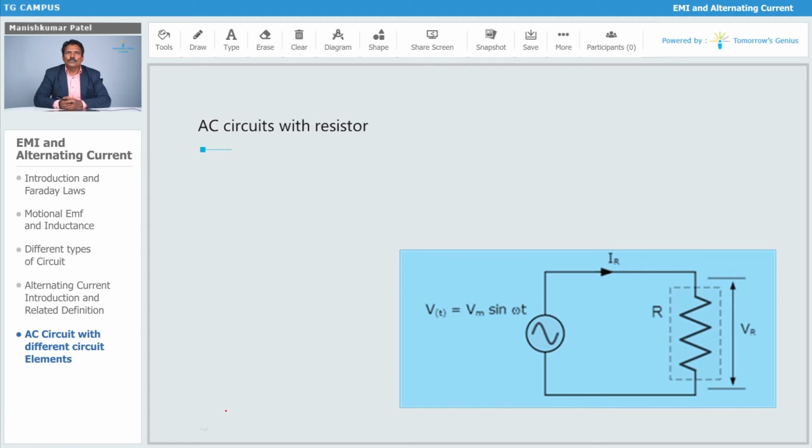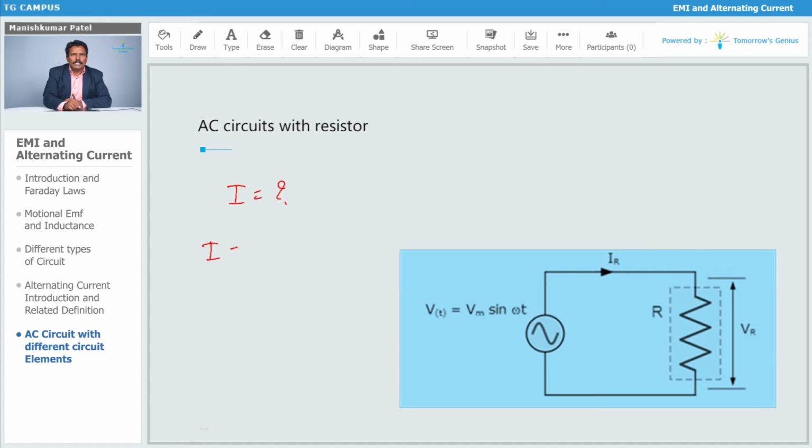Again, what we are going to do over here is look at AC circuits with a resistor, and how the circuit behaves when you connect this external AC source to a resistor. So I know that the value of current is simple to find. This is the I that you have to find.